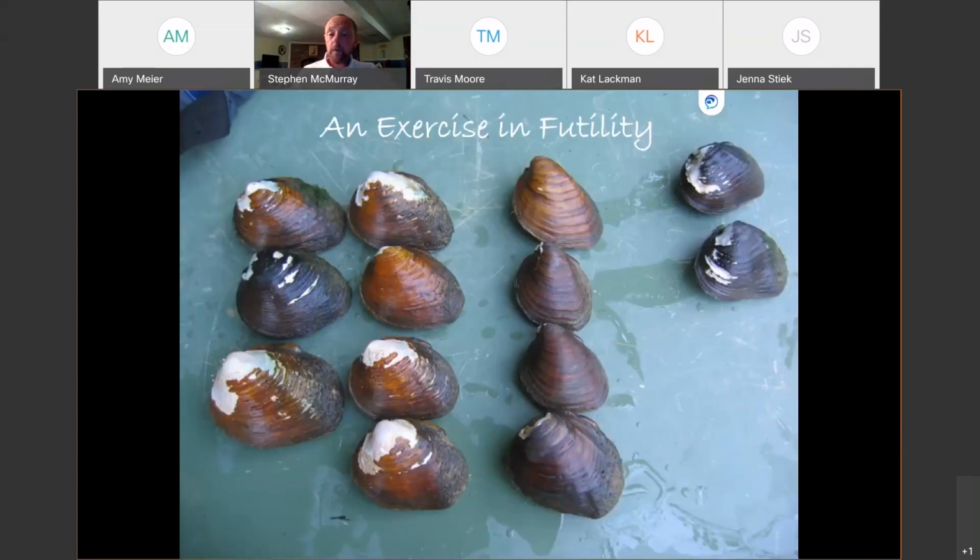Here's our exercise in futility. How many mussels do you see here? And I can tell you right now that there are no wrong answers for this one, especially. Well, I don't know the answer to the question either, to be honest with you.